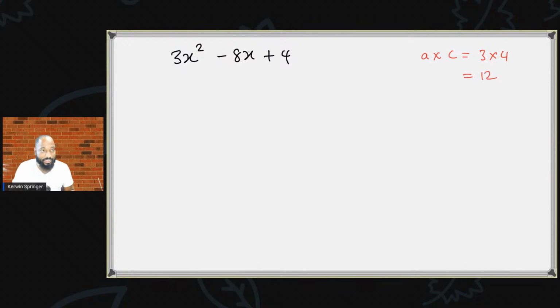And I'm seeing people putting the answer there already. Start to think about the factors of 12. This one is the key. The a times c, the number that you get there is the key for getting the 2 numbers.